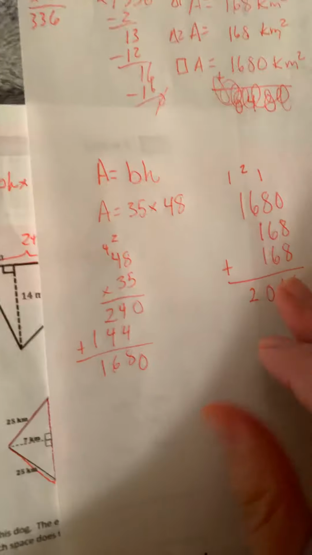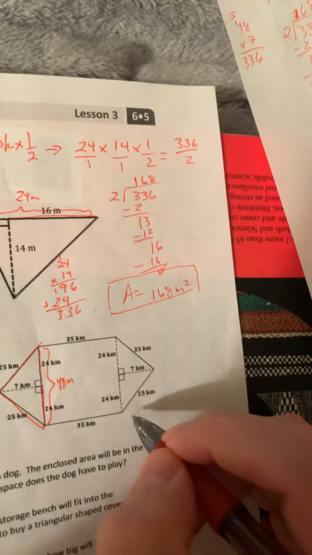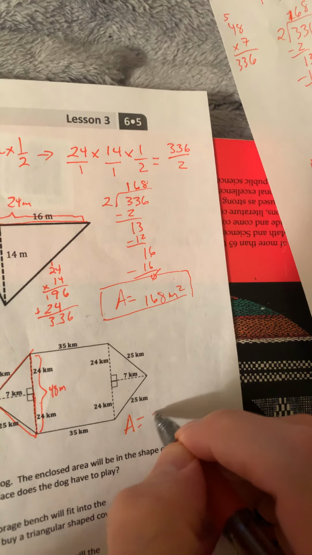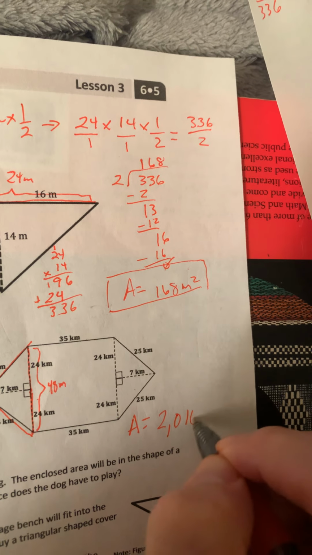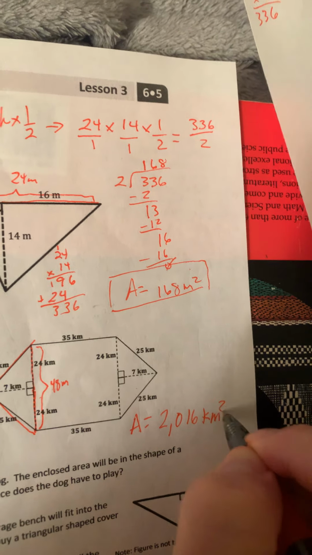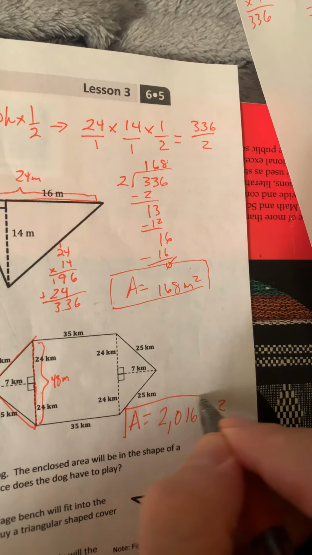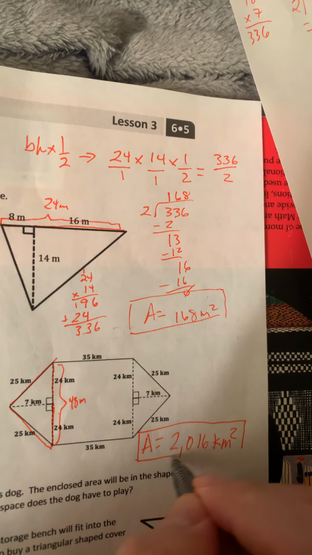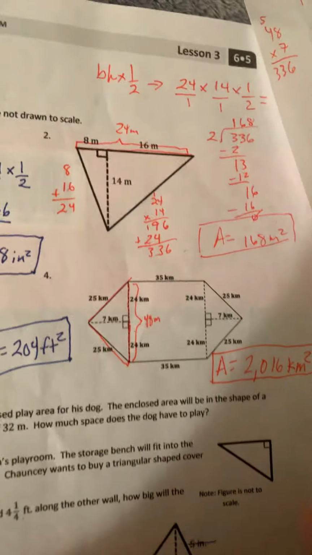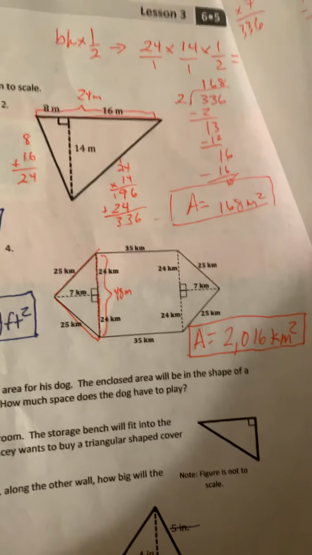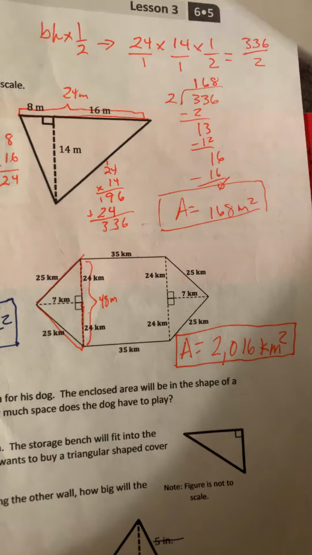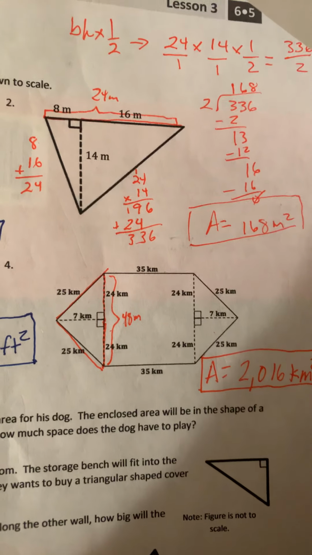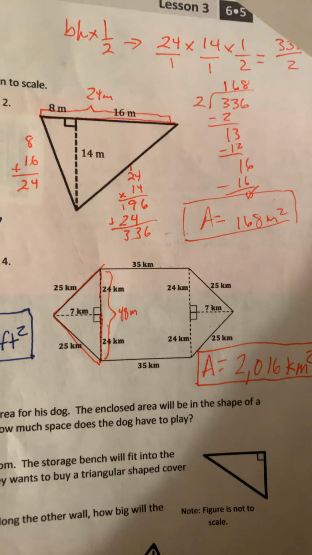Okay, so now the area for this entire shape is 2,016 kilometers squared. Okay, it is a mission. I did give it out as extra credit, but I still wanted to go over it, explain it. Some of you guys got it, which is super cool. Okay, we will be facing these in the future. Okay, but it's good to practice from now.